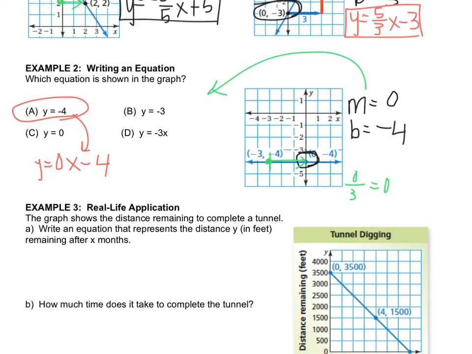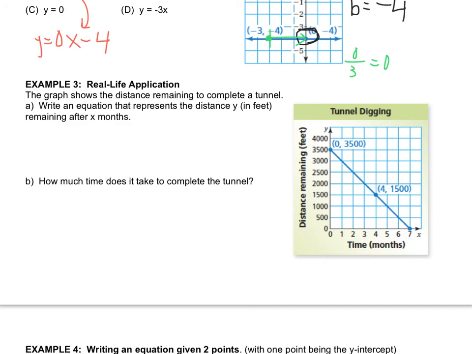Okay, now let's go down and look at a word problem, example 3. The graph shows the distance remaining to complete a tunnel. A, write an equation that represents the distance y in feet remaining after x months. That's a fancy way of saying write the equation in slope-intercept form. Just like all the other ones, we need the slope and the intercept, the m and the b. Well, the b is right here at 0, 3,500.